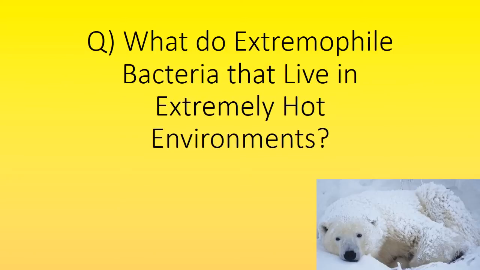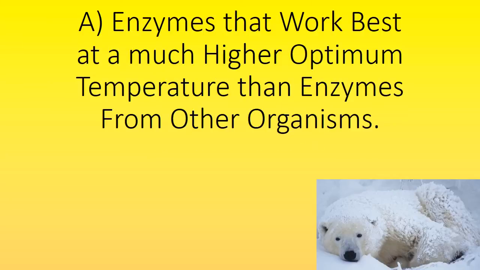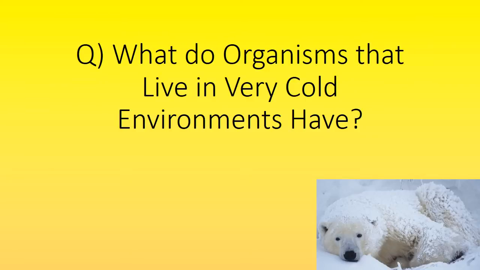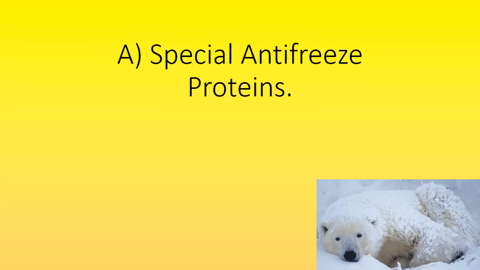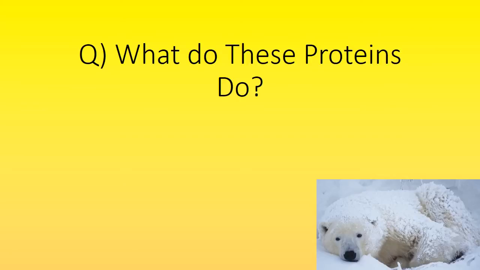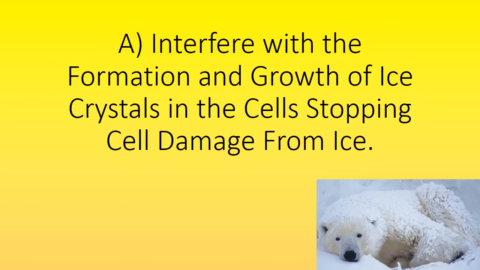What do extremophile bacteria that live in hot environments have? Enzymes that work best at a much higher optimum temperature than enzymes from other organisms. What do organisms that live in a very cold environment have? Special antifreeze proteins. What do these proteins do? They interfere with the formation and growth of ice crystals in the cells, stopping cell damage from ice.